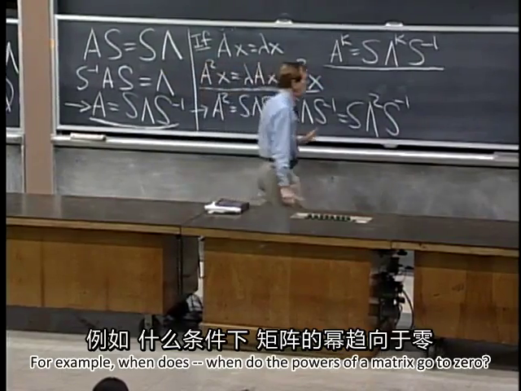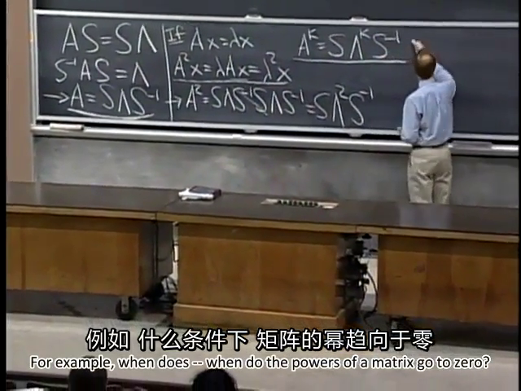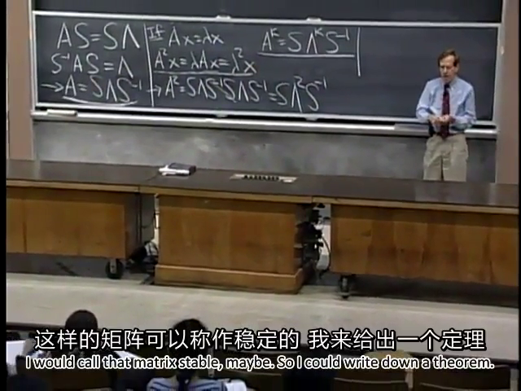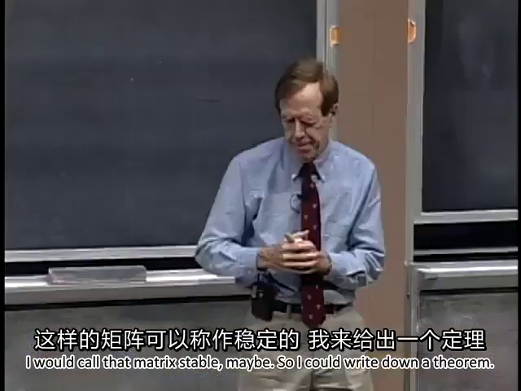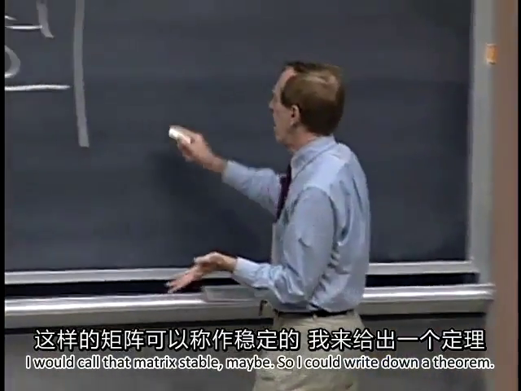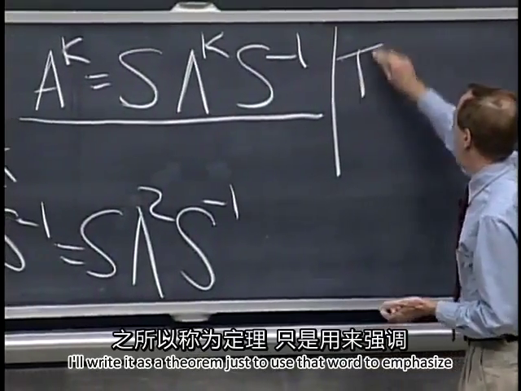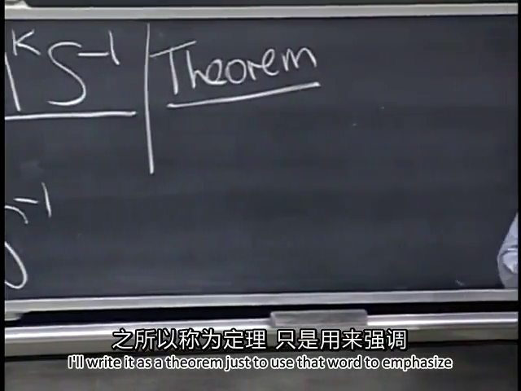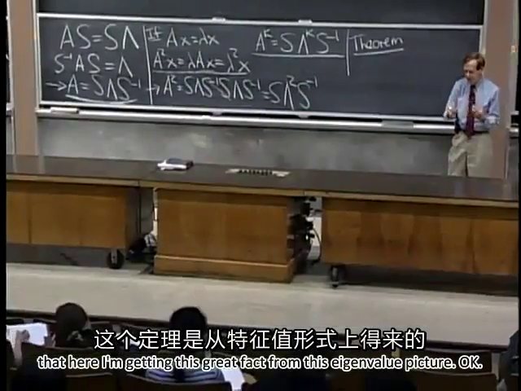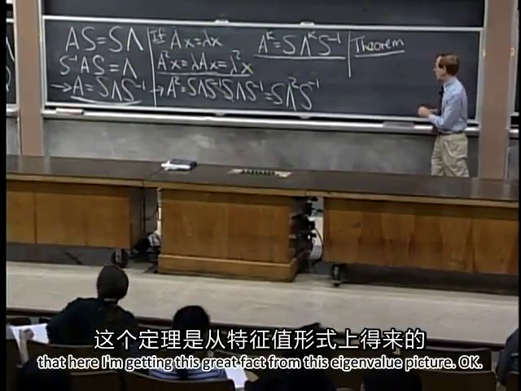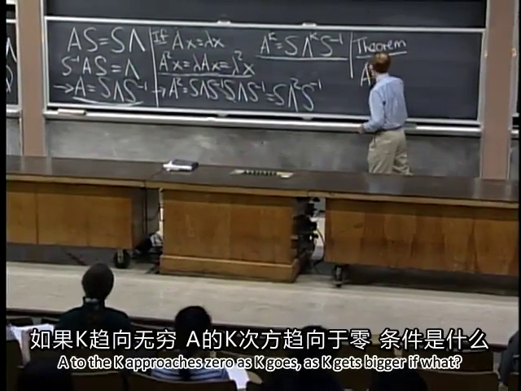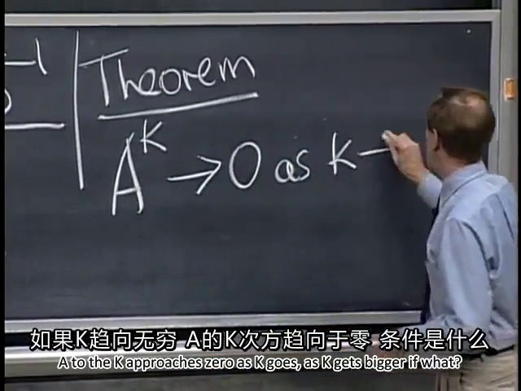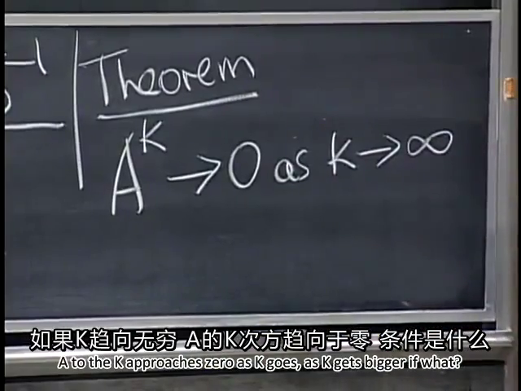For example, when do the powers of a matrix go to 0? I would call that matrix stable, maybe. So I could write down a theorem. I'll write it as a theorem, just to use that word to emphasize that here I'm getting this great fact from this eigenvalue picture. Okay, A to the k approaches 0 as k gets bigger. If what?